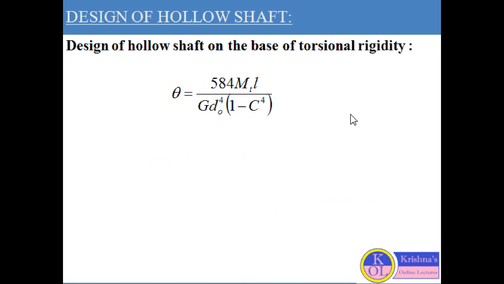Next term is design of hollow shaft on the basis of torsional rigidity. In the condition of torsional rigidity, we generally consider the permissible angle of twist per meter length of the shaft. Here theta is denoted as the permissible angle of twist. So this is the formula of theta we generally use to design a hollow shaft on the basis of torsional rigidity.